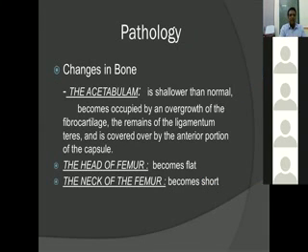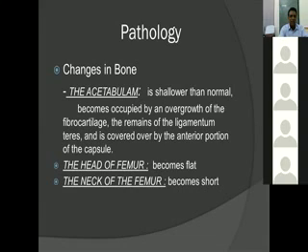Next, let's see the pathologies. What are the pathologies which occur in this condition? They can be divided into changes which occur in the bone, changes in the soft tissues, and changes in the capsule. Changes in the bone. First is the acetabulum. The acetabulum will be shallower than normal, and the lateral wall of the acetabulum will be more sloped because of the abnormal pressure, which doesn't cause normal growth. The acetabulum will be occupied by an overgrowth of fibrocartilage and the remains of the ligamentum teres.